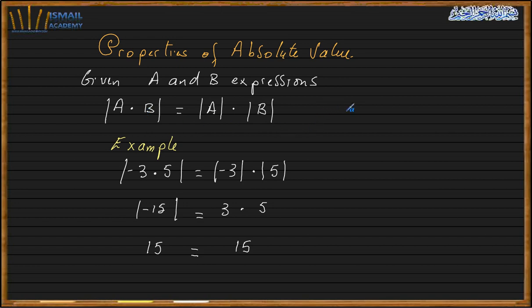The same thing if I have division. So if I have A divided by B, it is the absolute value of A divided by the absolute value of B. The absolute value of the quotient is the quotient of the absolute values. So if I have, for example, the absolute value of minus 3 over 37, it is the absolute value of minus 3 over the absolute value of 37.